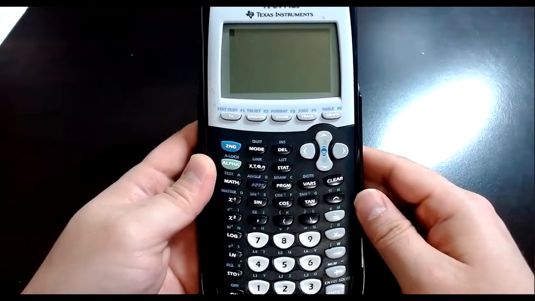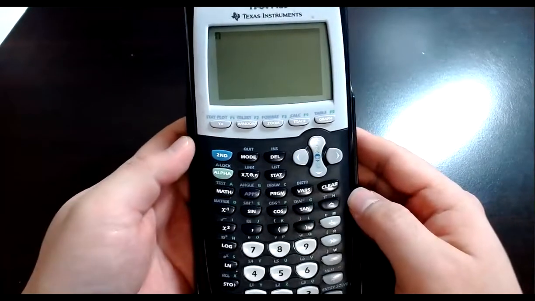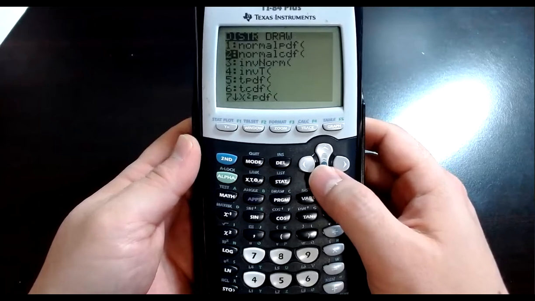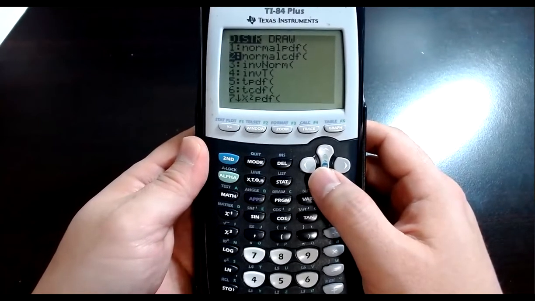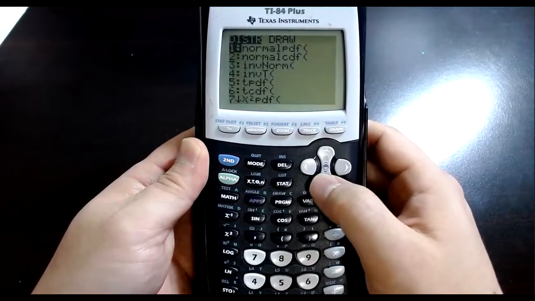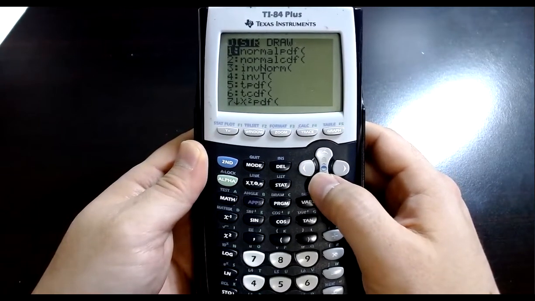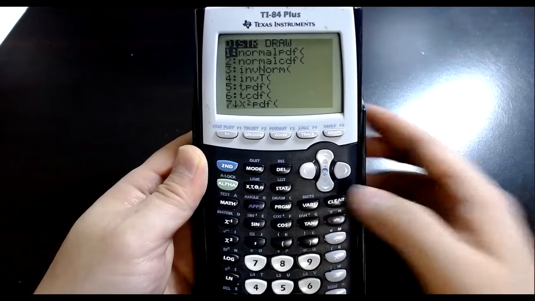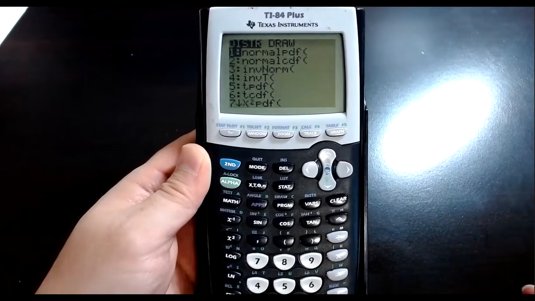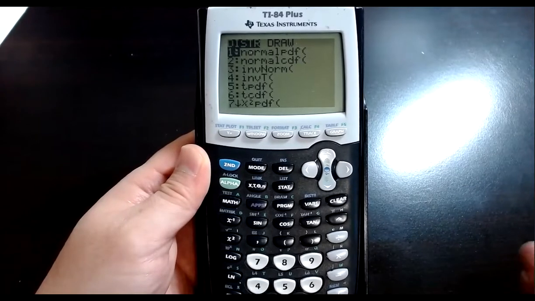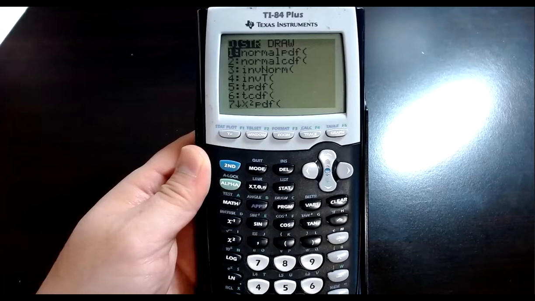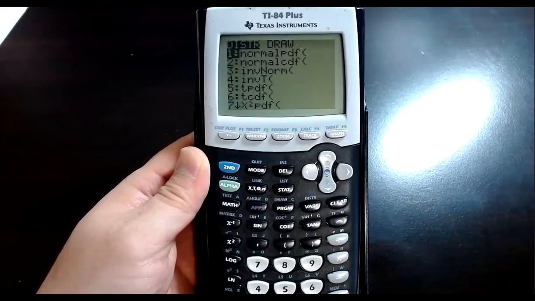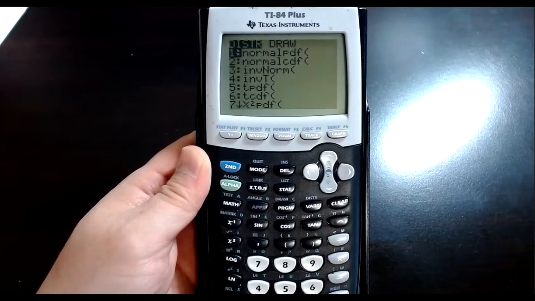In the calculator, we go to the distribution menu. Press the second button and then the variables button. You see normal PDF and normal CDF. We use normal CDF. CDF means cumulative distribution function, and PDF means probability density function. The probability density function is a function whose input is the random variable and whose output is the probability corresponding to that input value. It's called a density function because the random variable is continuous.